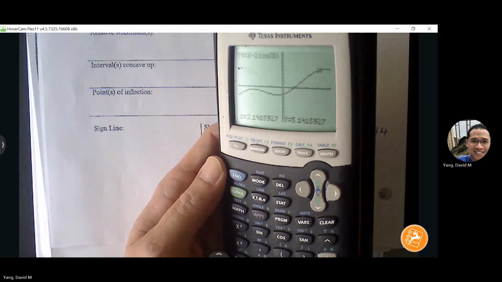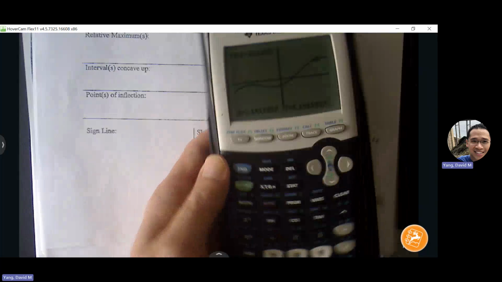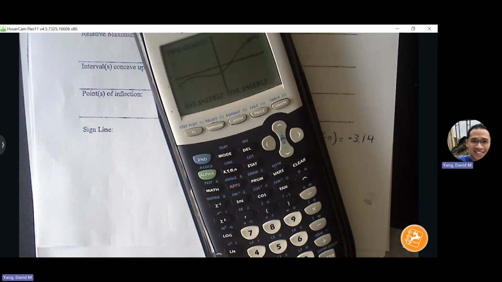So let me kind of show you what I'm going to do here. There's a feature called relative max and relative min, where we can actually make the calculator find that relative max and relative min for you. But what we're going to do is we're not actually going to make the cursor go to that relative max or min. We're going to make the cursor go to the left, pick a point to the left of it, and then pick a point to the right of it, and then the calculator is going to find that relative max for you.